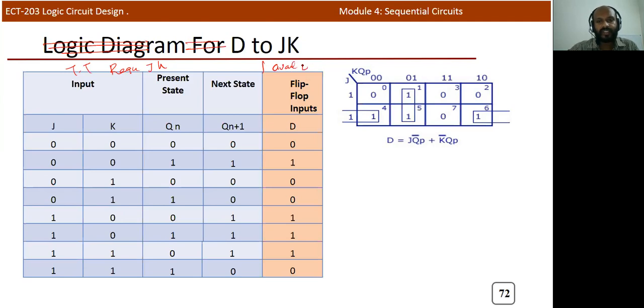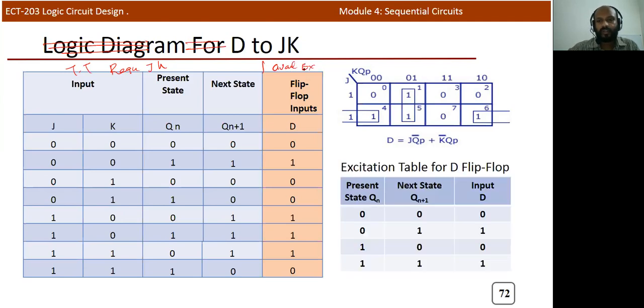So we'll write the excitation table of D. Okay. And by looking at the transitions, present state and next state, we will write the D inputs for corresponding values, and we'll write the K map and we'll simplify. So here we'll get two groups. So this is one group, and after that you need to design D in terms of J, K and Qn.